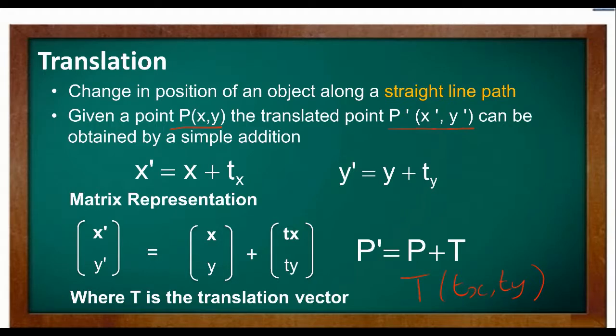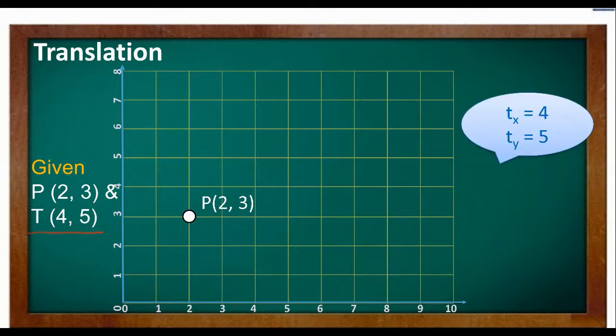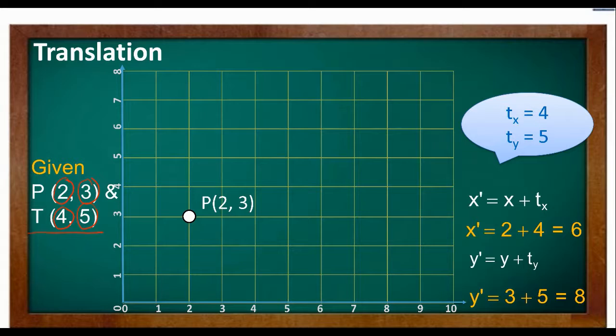Let us see how to translate a point. So given a point P of 2 comma 3 and the translation vector 4 comma 5, it means tx is equal to 4 and ty is equal to 5. We know x dash is equal to x plus tx and y dash is equal to y plus ty. X is 2 and tx is 4, so it is 2 plus 4, 6, and y dash is 3 plus 5, 8. So we get x dash as 6 and y dash equal to 8.